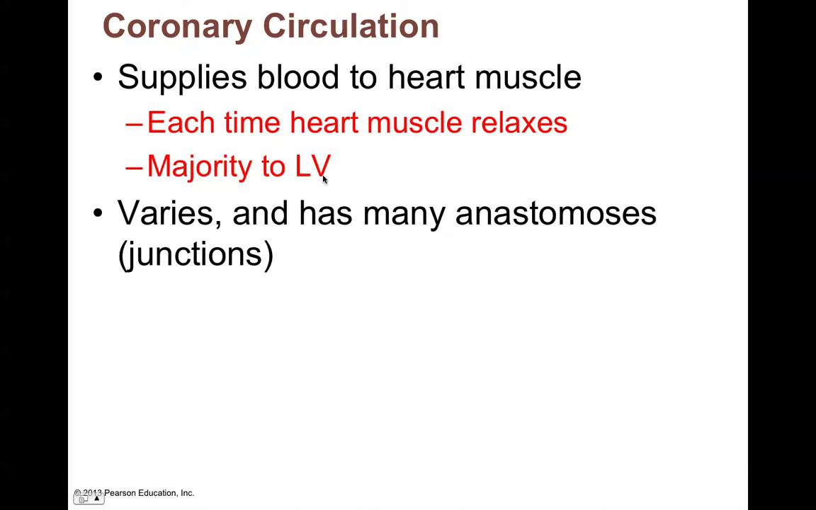And the majority of energy is actually needed by the left ventricle. So the majority of coronary circulation is going to the left ventricle. It actually varies between individuals, and it has many anastomoses or junctions. So each individual is slightly different in the locations where these arteries and veins are located.